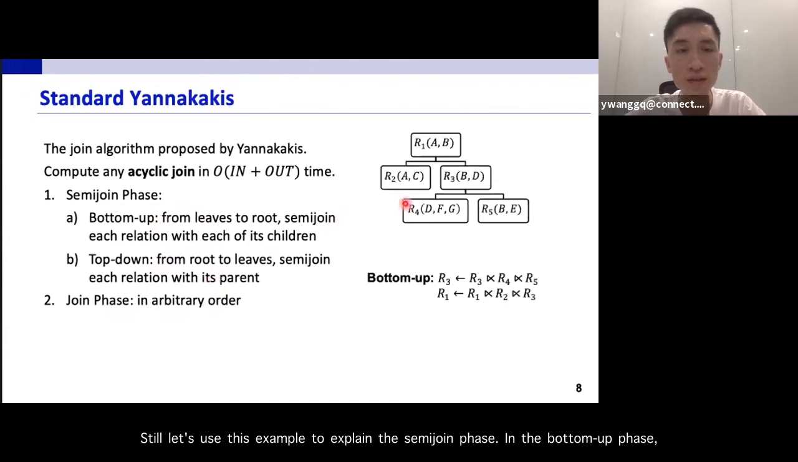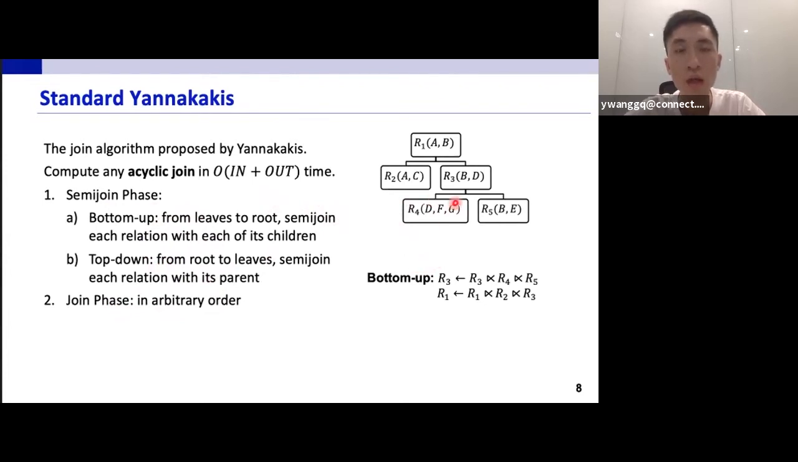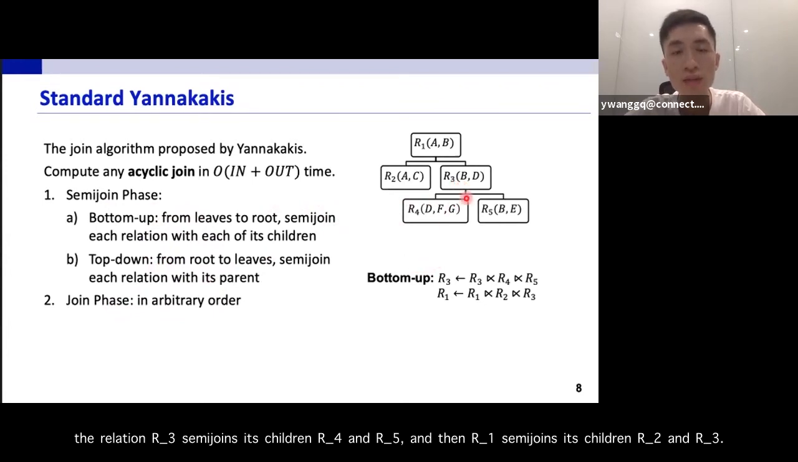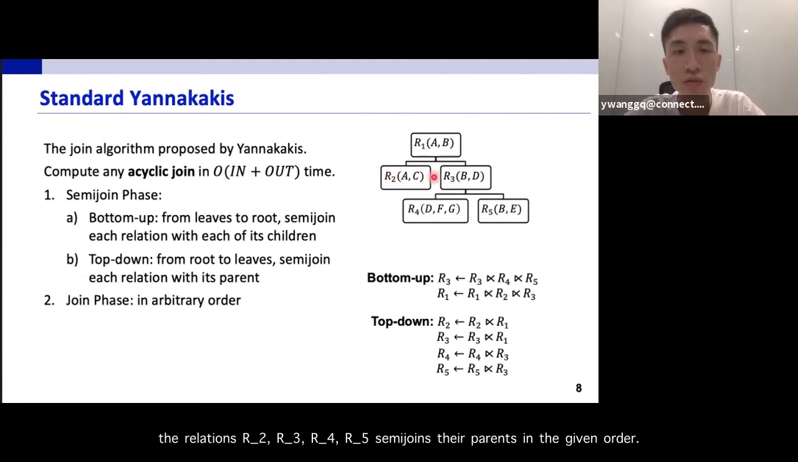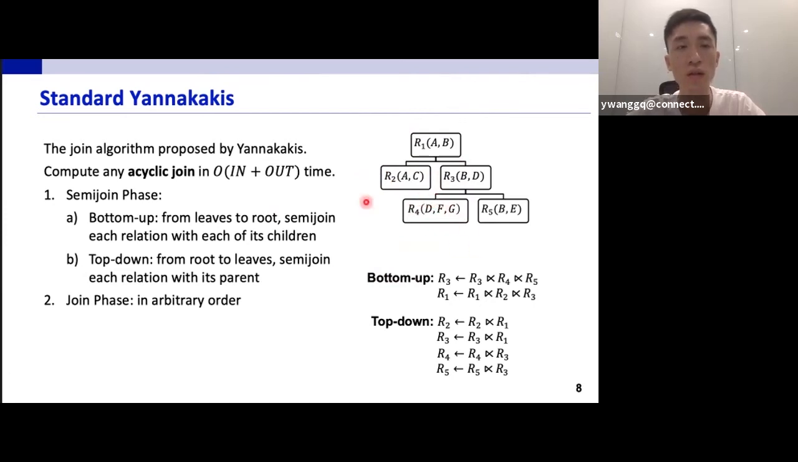Still, let's use this example to explain the semi-join phase. In the bottom-up phase, the relation R3 semi-joins its children R4 and R5, and then R1 semi-joins its children R2 and R3. Afterwards, in the top-down phase, the relations R2, R3, R4, R5 semi-join their parent in the given order. That's all about semi-join.